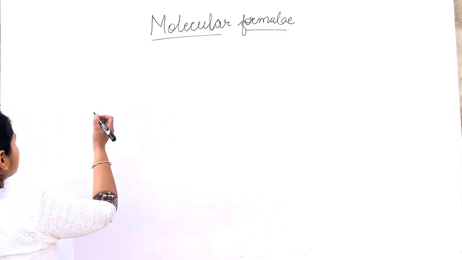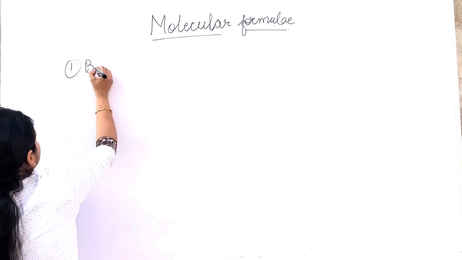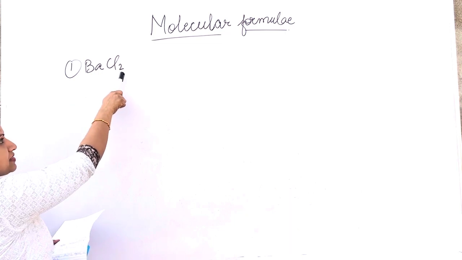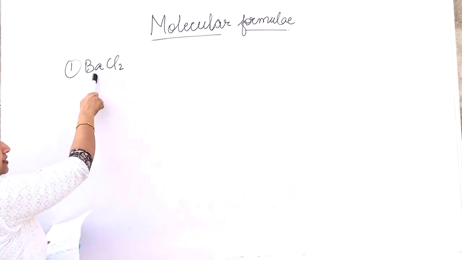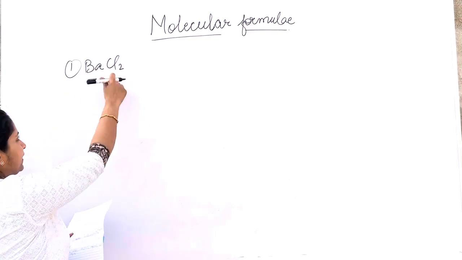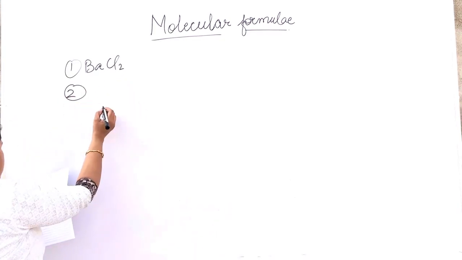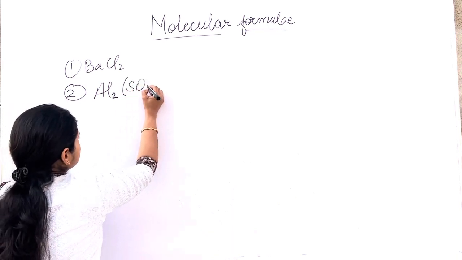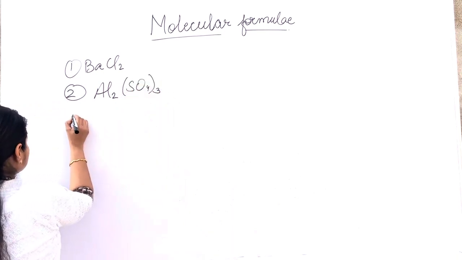So first was barium chloride. Quickly, I'll be writing it. Barium chloride is BaCl2 because barium has a valency 2 and chloride valency is 1. So chloride की valency barium के नीचे and barium की valency chloride के नीचे. Then second is aluminium sulfate. I already worked it out for you in the explanation part only.